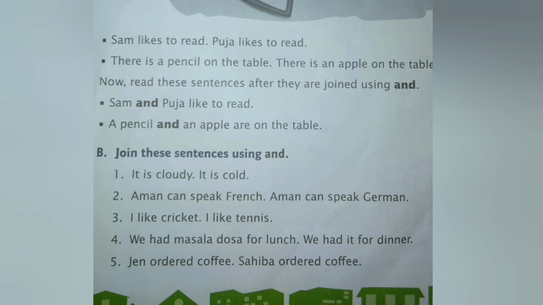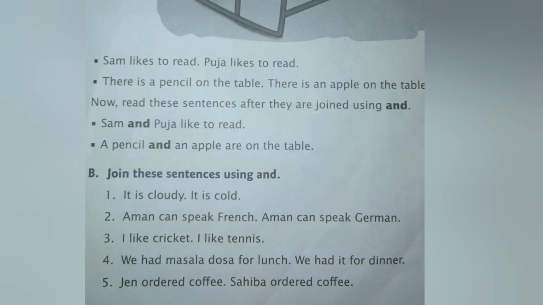Our starting must be different. Yes, we did that there, right? Sam and Pooja. Likewise, we can combine the names together first. So Jen, our connecting word and, then Sahiba, then the same, ordered coffee. Jen and Sahiba ordered coffee. So we completed five sentences here. Let's see the answer part.